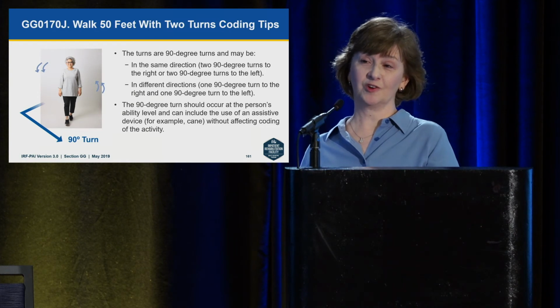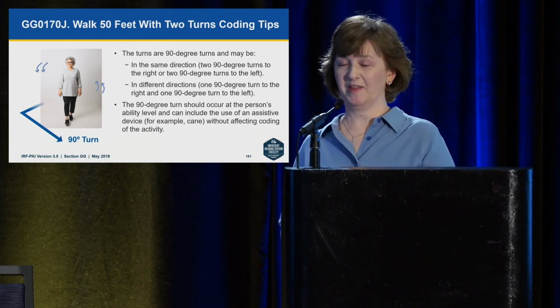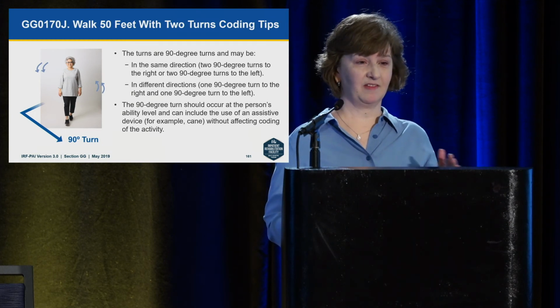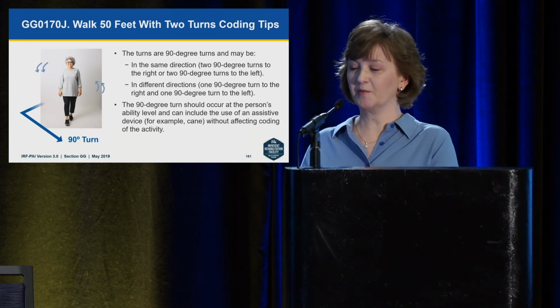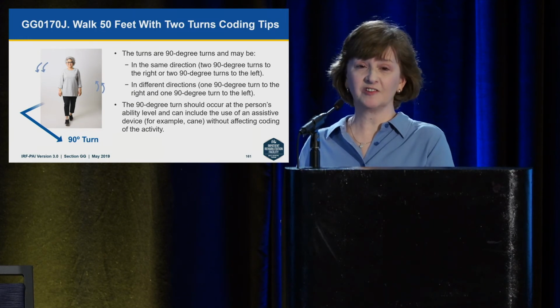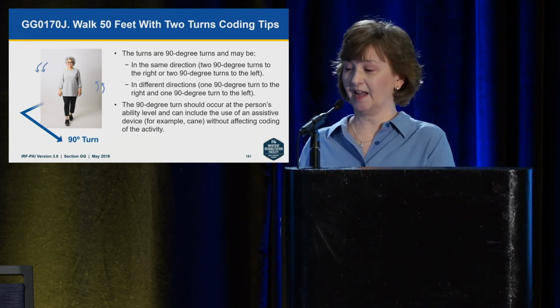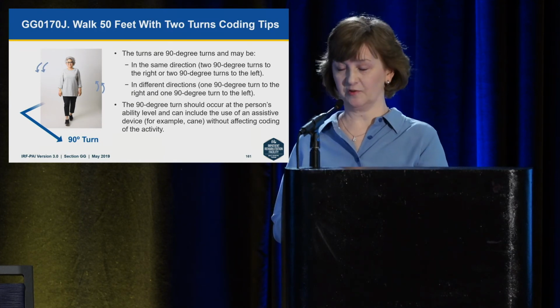The turns could also be in 2 different directions, so you may perhaps have a patient with a stroke, and you assess them turning to the left and turning to the right. That's certainly acceptable also. The 90-degree turn should occur at the person's ability level and can include the use of assistive devices if they use them, for example, a cane, and the use of an assistive device does not increase or decrease the score.